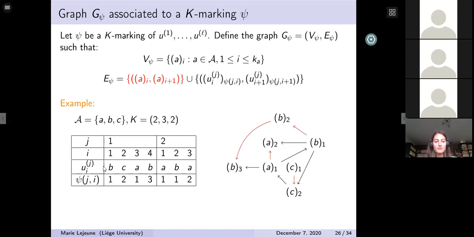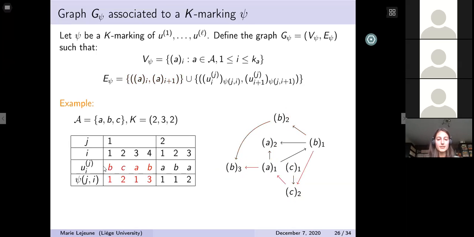Then for the edges, first I'm going to have the edges from a vertex to the vertex with the same letter, that is the next one. So for example, I have an edge from A1 to A2. I have edges from B1 to B2, and from B2 to B3. I have an edge from C1 to C2.